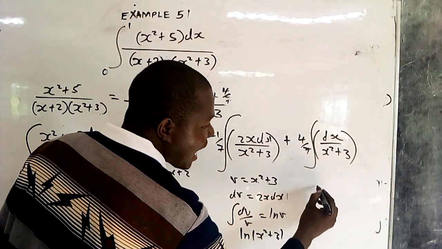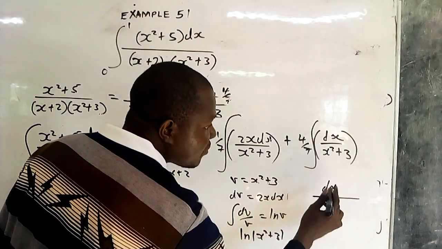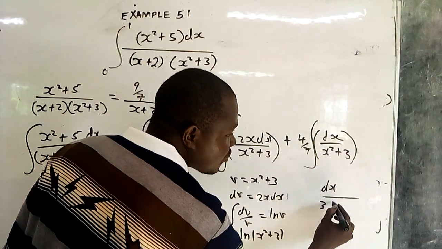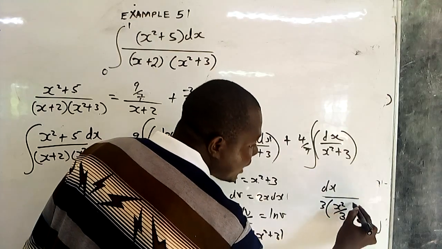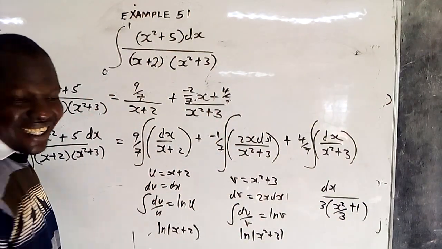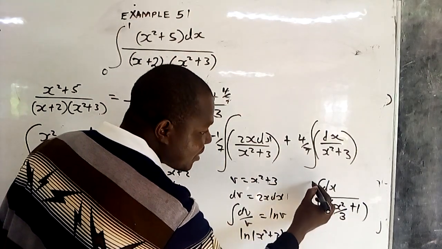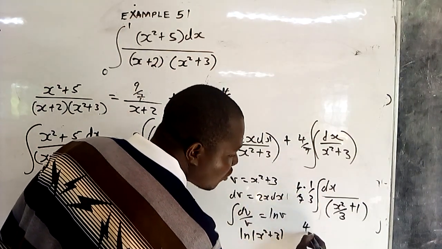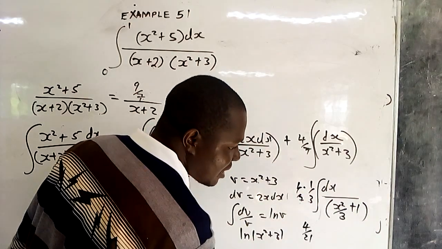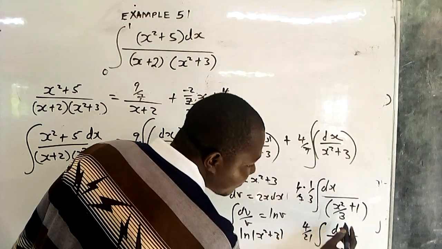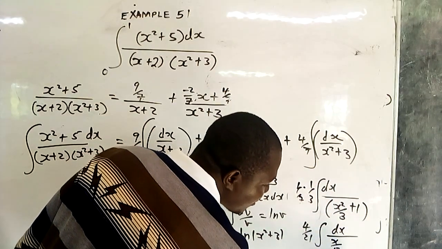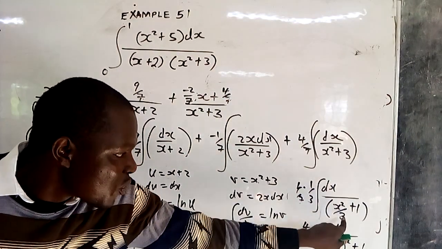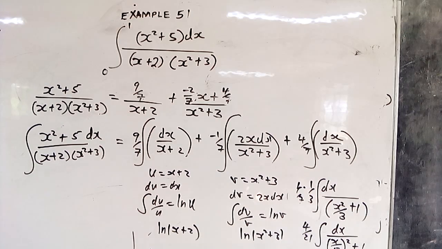What it means here is you have dx over, if you take 3 outside, it is 3 into x squared over 3 plus 1. That is what is inside. So if you take 3 outside, it becomes a third outside. And remember 4 over 7 was outside, so outside this integral you now have 4 over 21, because 7 times 3 is 21. Then into dx over x over root 3 all squared plus 1. Because the square of root 3 goes back to 3. Is that okay?